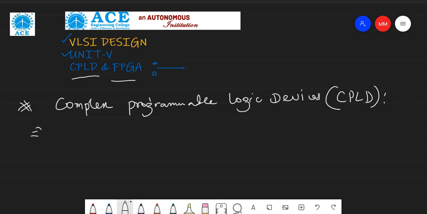So in the last class we have discussed PLDs, right? What are the PLDs? We discussed PROM or ROM, PAL and PLA. These consist of two-level programming, that is AND programmable or OR programmable. PLDs are also called SPLDs, right?